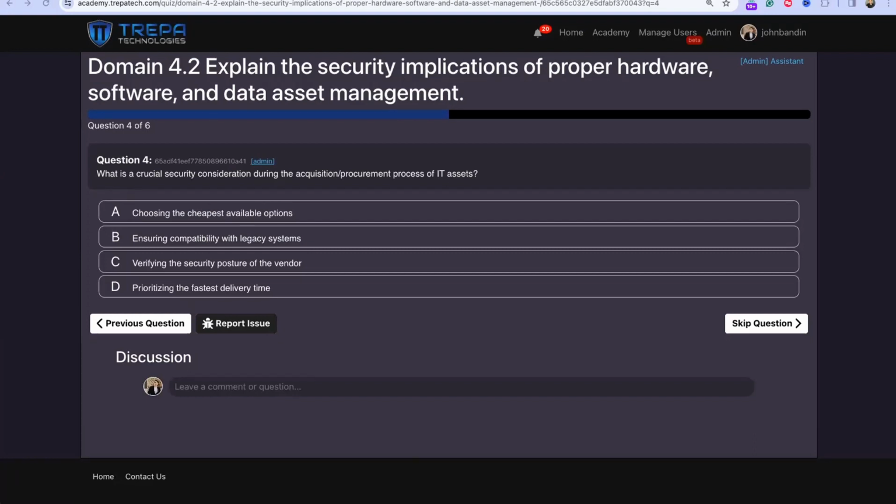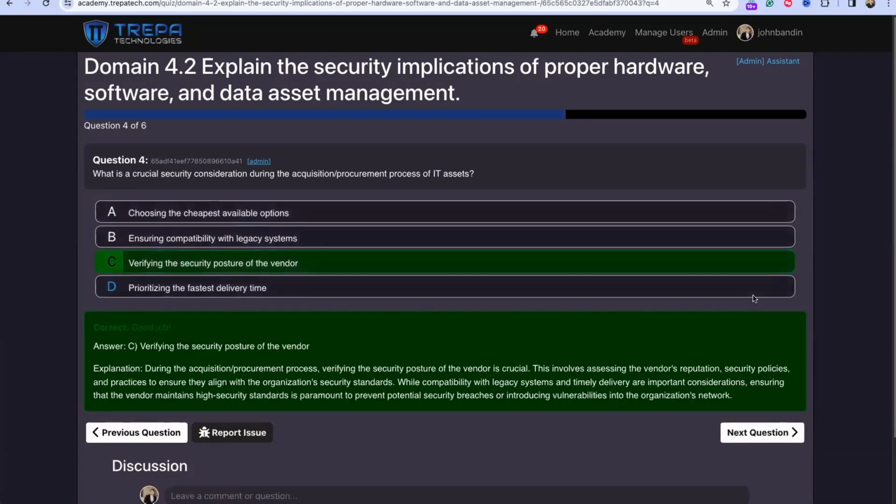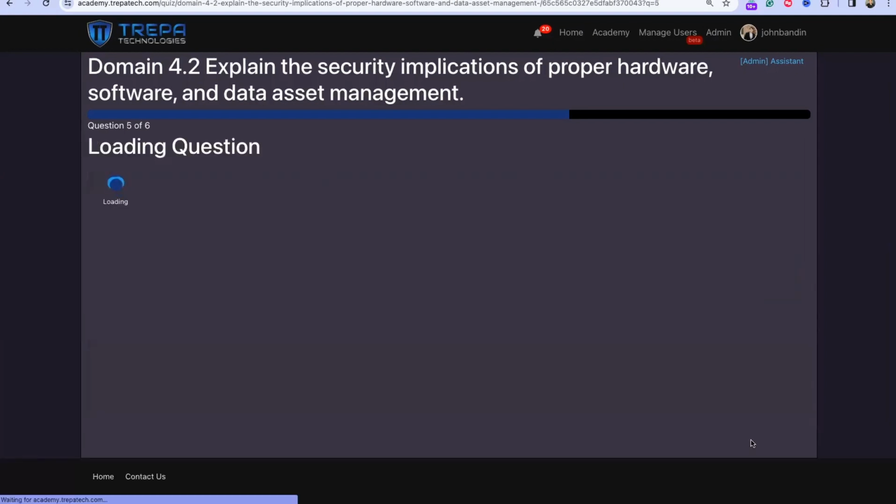Question 4. What is a crucial security consideration during the acquisition/procurement process of IT assets? It's just the vendor, right? We always want to make sure we understand who the vendor is, what their security posture is, and do they meet our compliance, whether that's organization-based or there's NIST standards. Like, for example, in the cloud, if you want to provide a SaaS solution to the government, you have to pass FedRAMP or be FedRAMP approved, right? That's a compliance. And let's say we're working in the DoD, we want to use a cloud service, they also have to be FedRAMP approved.